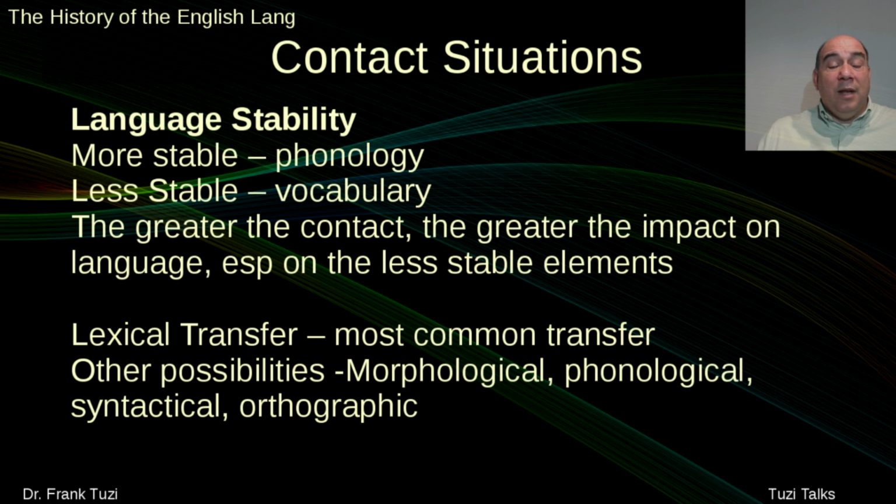Like I was mentioning before, we have vocabulary. We get lots of vocabulary coming in. Well, that's because vocabulary is less stable. It's more volatile, therefore it's allowed to come in more easily.